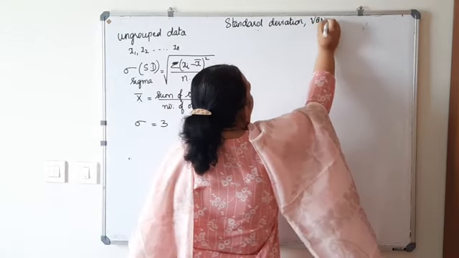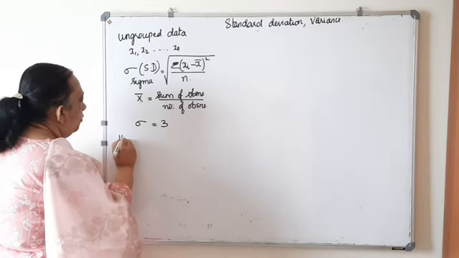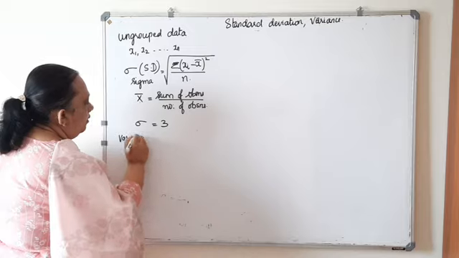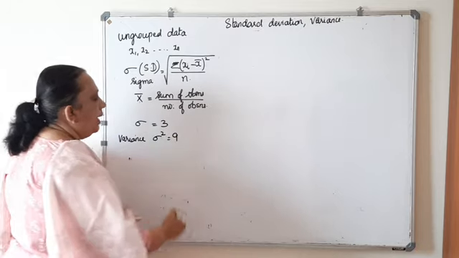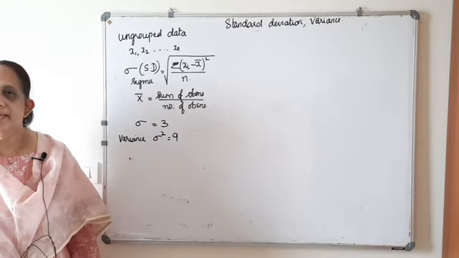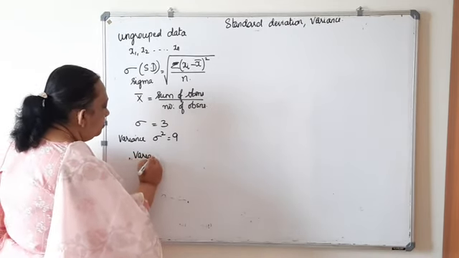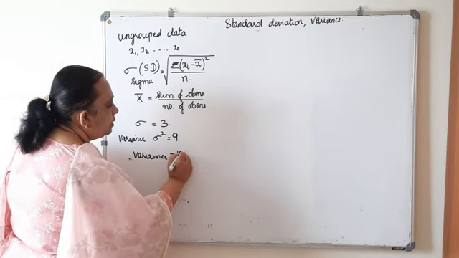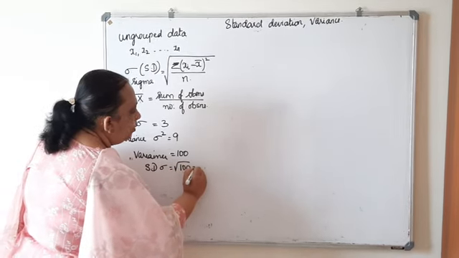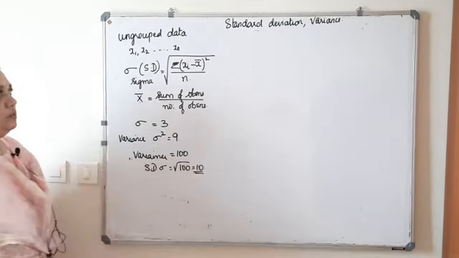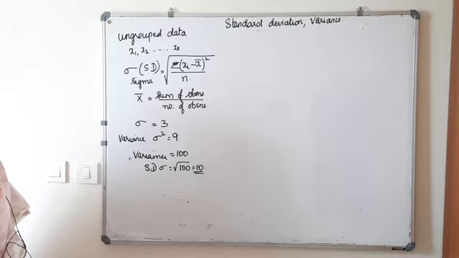And variance. I may ask you to find out what is the variance of the data. Variance is square of standard deviation, which is equal to 9. Sometimes variance may be given to you. Variance is equal to 100. What is standard deviation? Is equal to square root of 100. You take only the positive value, which is equal to 10. So there is a relationship between variance and standard deviation. Variance is the square of standard deviation.